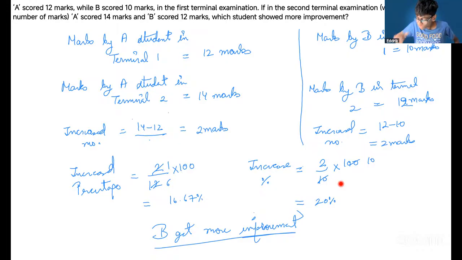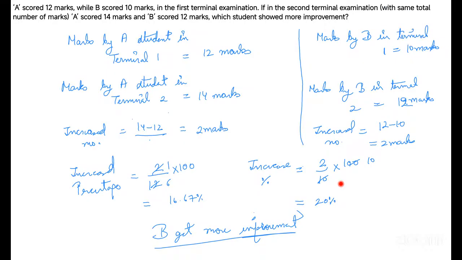But the same for B also. So B got 12 in terminal 2 and 10 in terminal 1. So it becomes 12 upon 10 into 100, which is equal to 20%. So B improved more. How easy it was. Easy method.